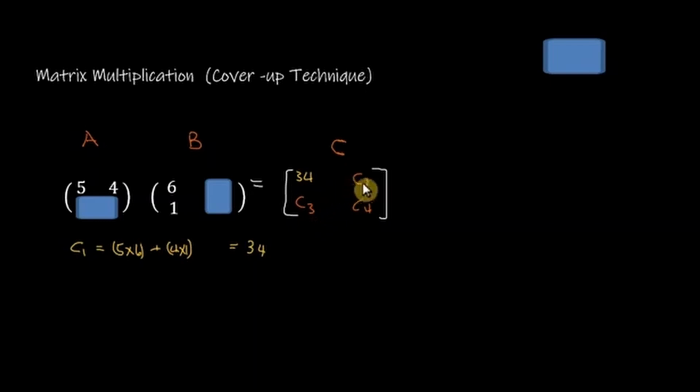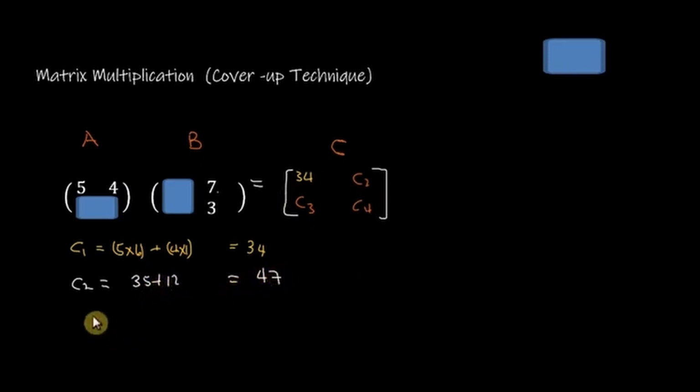So let's find C2 using that technique. In order to find C2, I've simply covered up the elements that I'm not using. So I'm only interested in row 1 of A and column 2 of B. So I can do this mentally. I could say that C2 is equal to 5 times 7 plus 4 times 3, which is really 35 plus 12, and that is equal to 47.